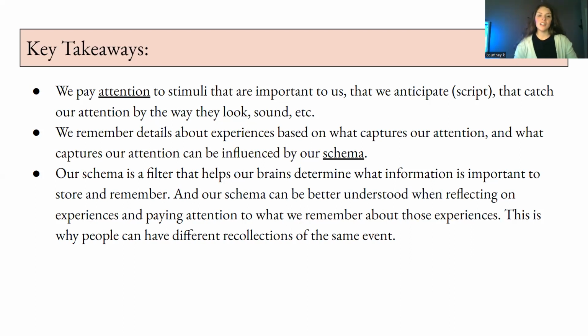And then third, our schema is the filter through which our brains determine what information is important to store and remember. And our schema can be better understood when reflecting on experiences and paying attention to what we remember about those experiences. This is why people have different recollections of the same event.